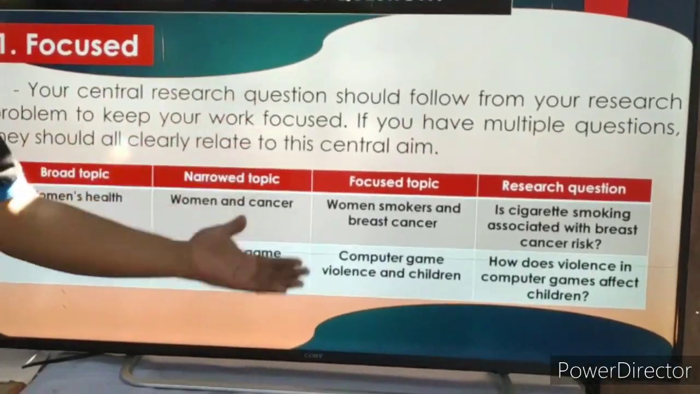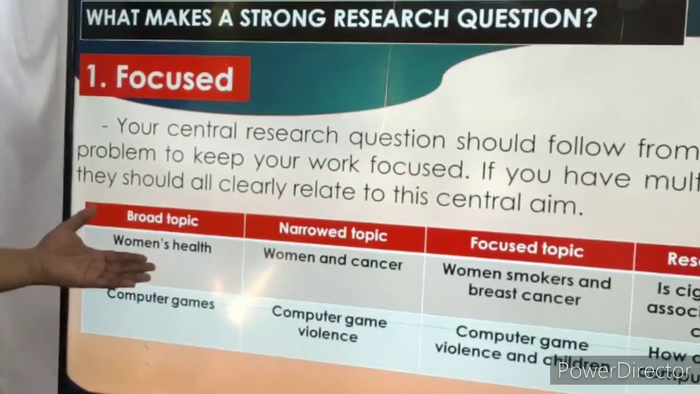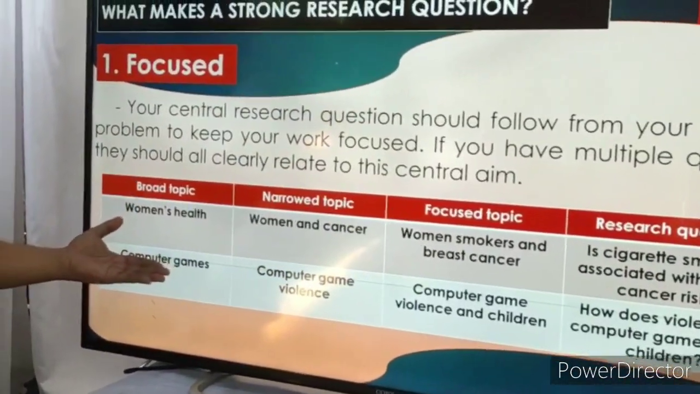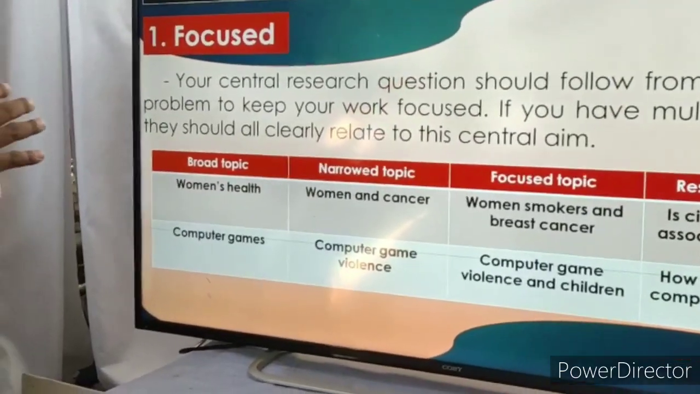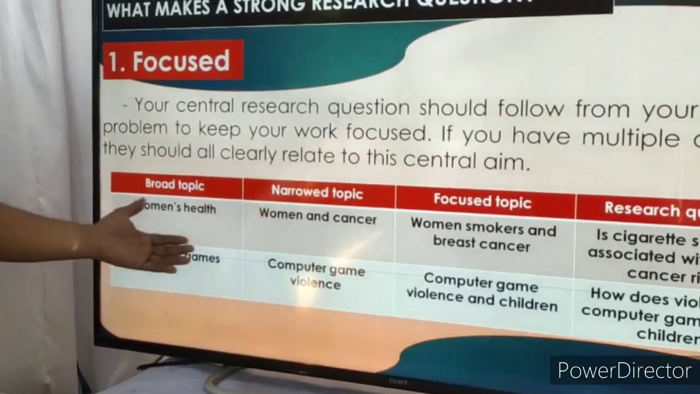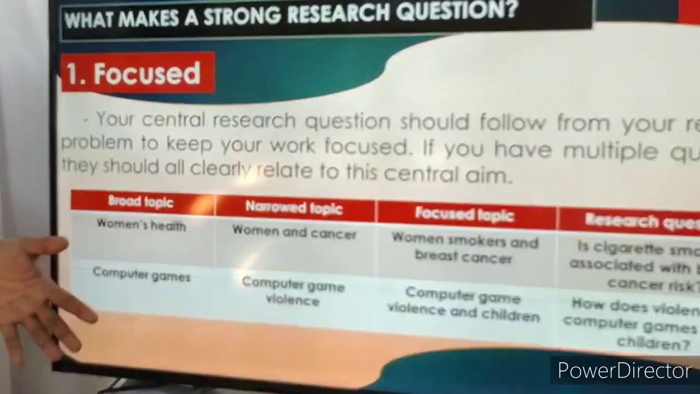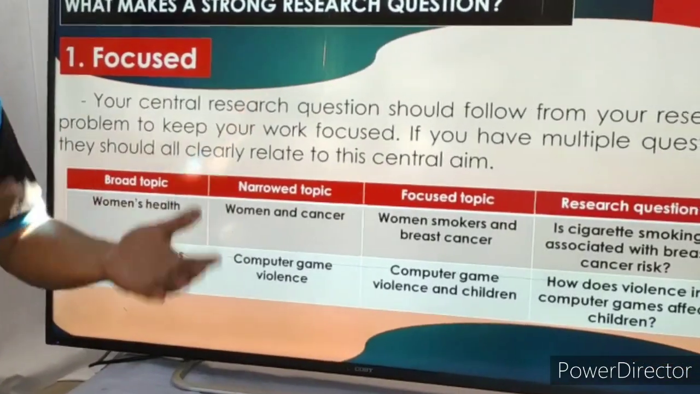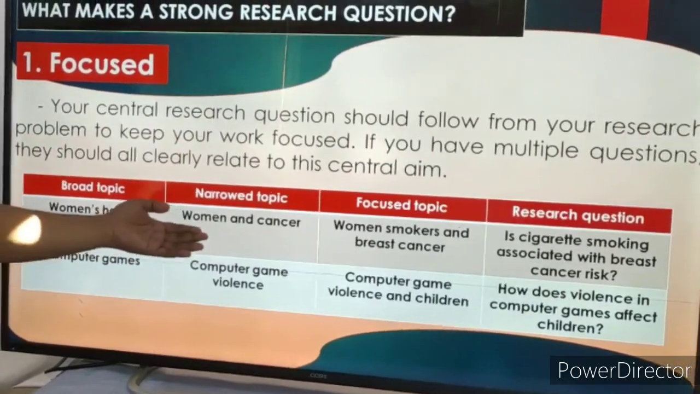So as we can see on the monitor, the broad topic is mostly the main topic for the research. But through narrowing it to another topic, a narrowed topic, we come up with women and cancer for women's health. Women's health is too broad, masyado. So maraming mga problema para sa mga babae. But as a researcher, we must narrow it down to women and cancer.